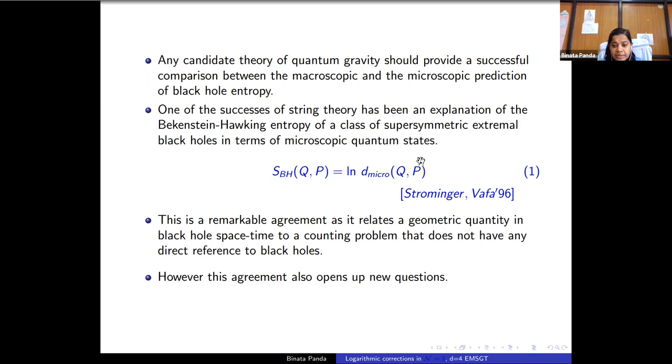And in the work of Strominger and Vafa, we found a very good agreement between these two calculations in string theory. And I will say this is a remarkable agreement, as you can see, it relates a geometric quantity in the black hole spacetime to a counting problem. The counting problem that you are doing in string theory does not have any direct reference to the black holes. We only know about the states having the same set of charges. So the agreement is remarkable, but then this opens up many new questions.